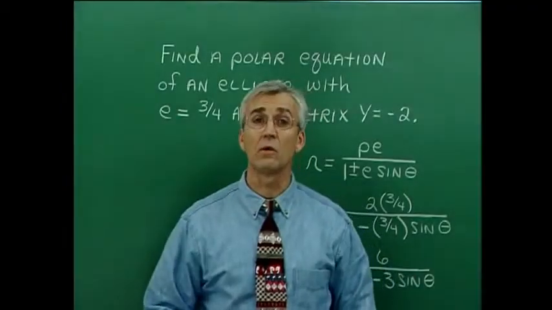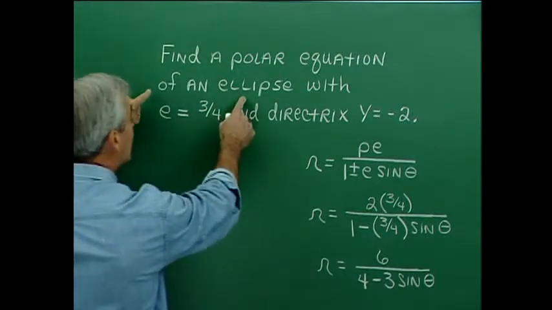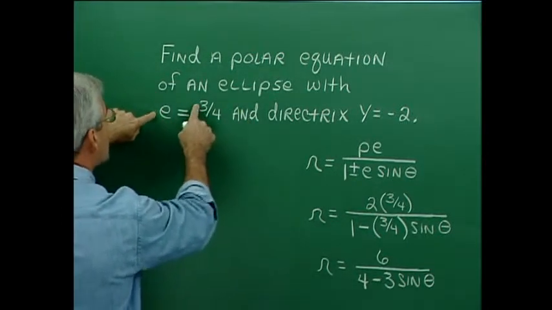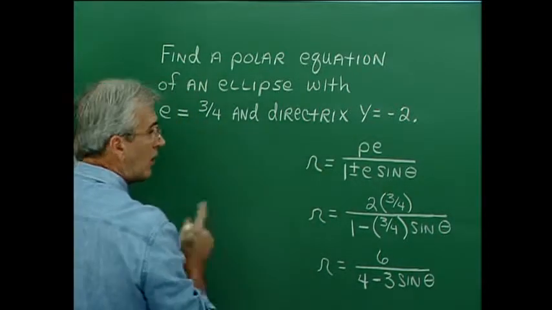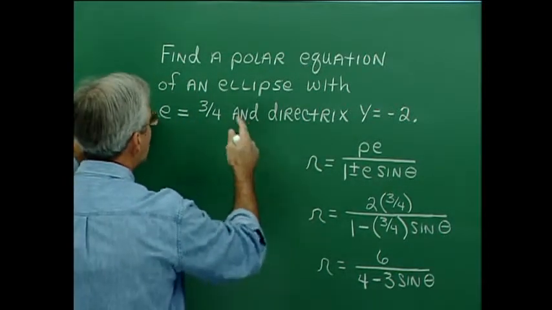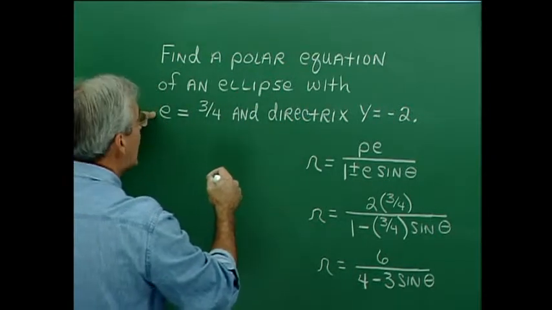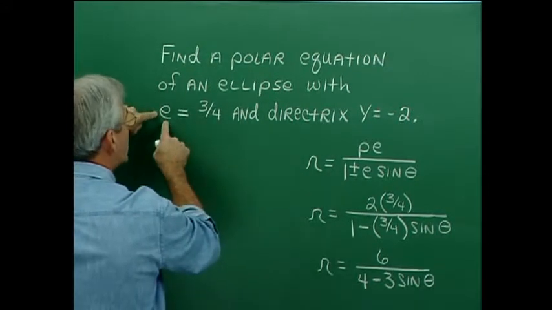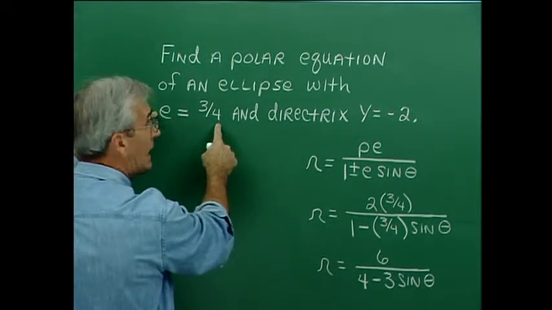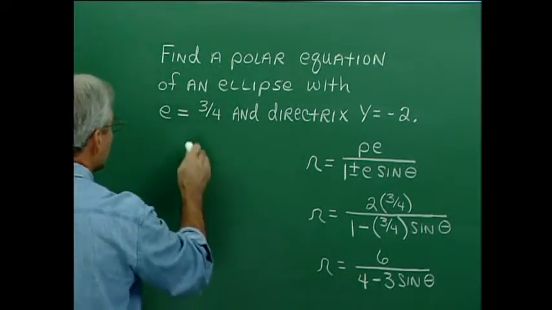Again, on this problem, we want to find a polar equation. This time we want the equation of an ellipse with eccentricity equals 3/4 and directrix at y equals -2. You know, actually in this problem, we wouldn't even need to be told that we have an ellipse. We could just be told that we have a conic section that has an eccentricity of 3/4, and we would know automatically that we have an ellipse. Well, at any rate, we start the process the same way that we did before.